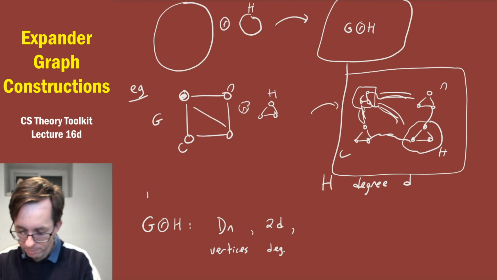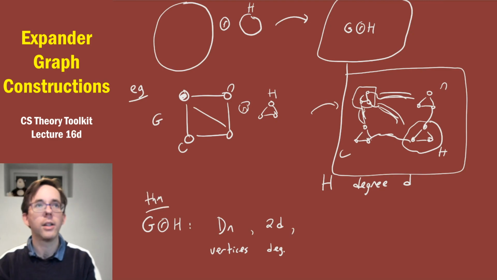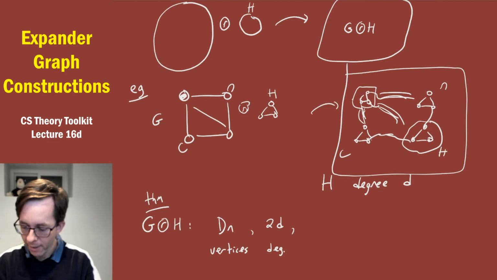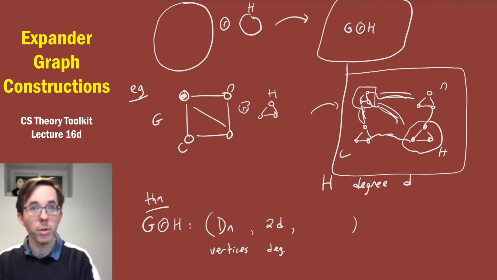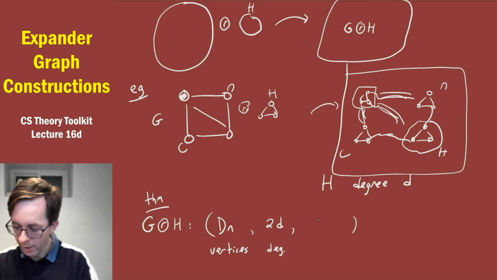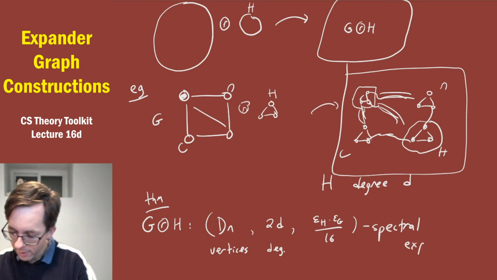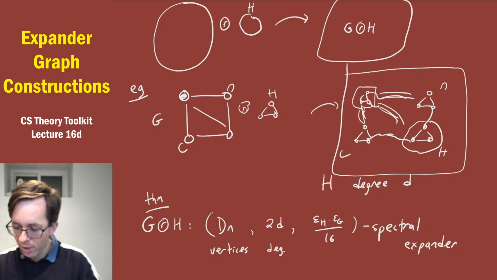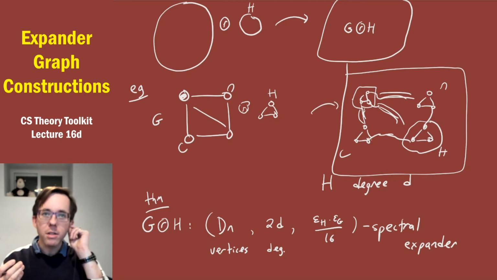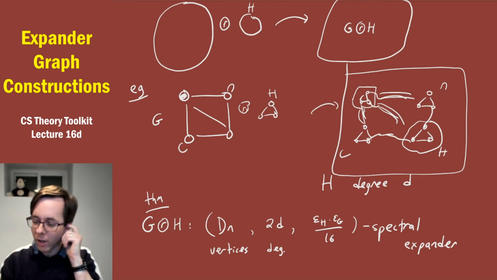And the theorem, that's basically in this Jaramson, Tetely, Vigoda paper, is that it also has pretty good spectral expansion. Its spectral expansion is epsilon H times epsilon G over 16. So if epsilon H and epsilon G are both constants, you multiply them together, you still get a positive constant over 16.